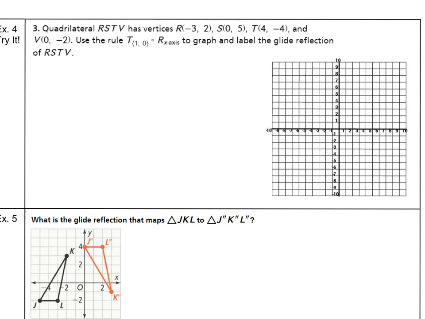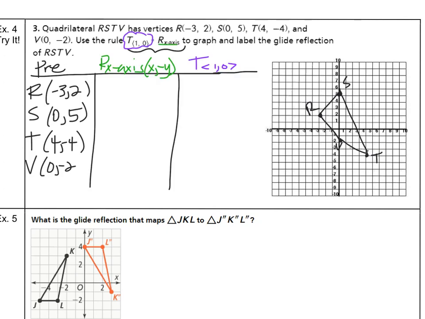Quadrilateral RSTV has these 4 vertices. Use the rule T10 and R x-axis to graph and label the glide reflection of RSTV. Let's first plot those 4 coordinates and connect them. It should look something like this: R, S, T, and V. Over on the left-hand side, I'm going to rewrite those values and kind of create a table to generate my glide reflection. Pause the video and copy this down on your paper.